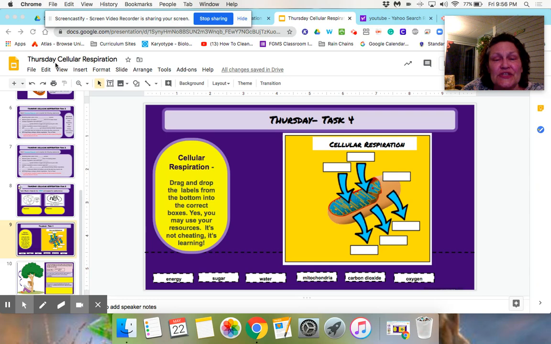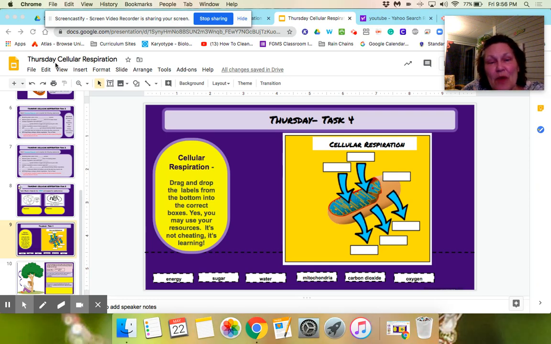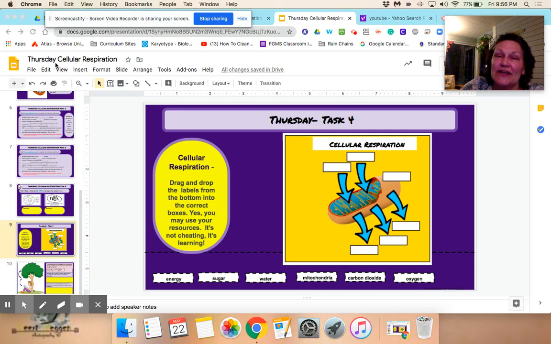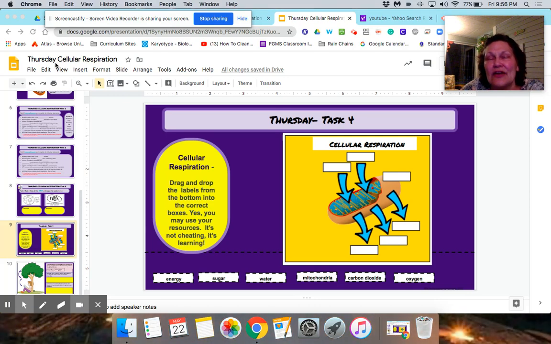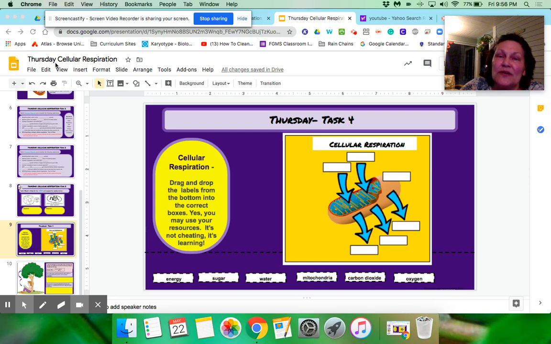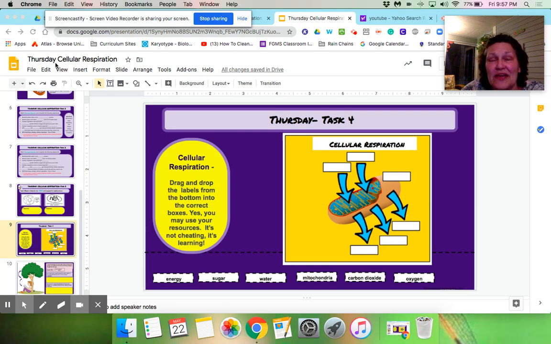And the directions read: drag and drop the labels from the bottom into the correct boxes. And I very snarkily said, yes, you may use your resources. It's not cheating, it's learning. Some of you feel like it's cheating if you go back and check a diagram or a video or a worksheet or a reading. That's not cheating. That's part of learning. You keep going back to your resources and you recheck. There's nothing wrong with that.